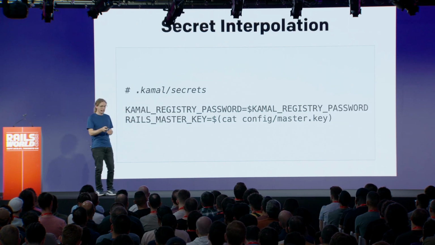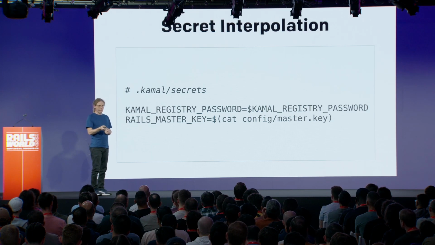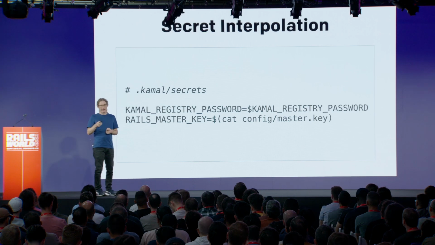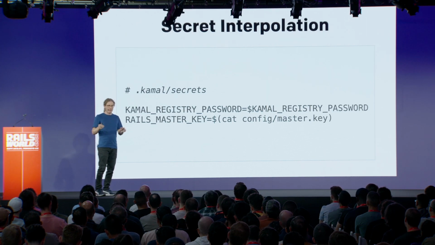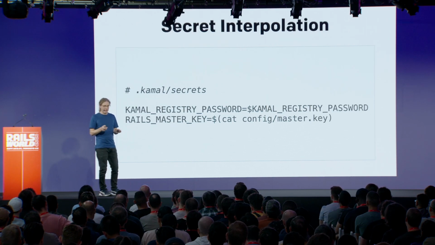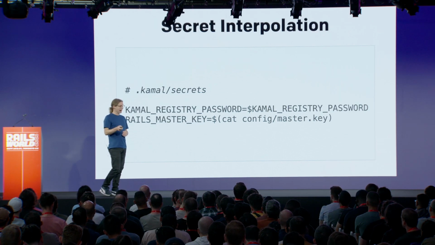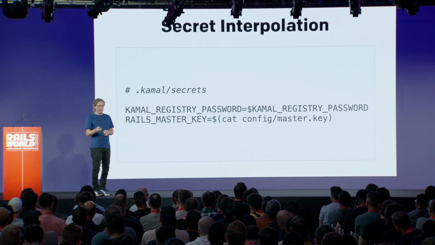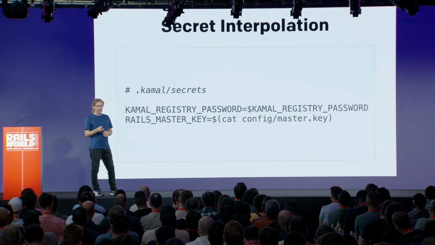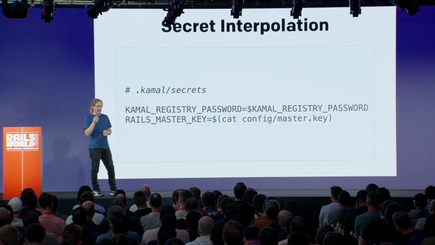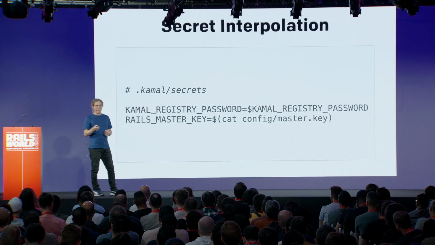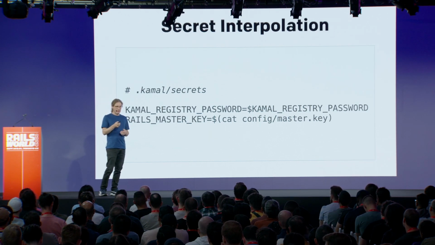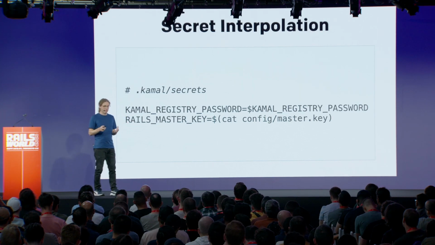So what's happening in that first line is it's just reading the registry password in from the environment, which does mean you have to set it up in your environment, which is annoying, but we're hoping to get rid of the registry altogether. So if we do that, then that problem goes away. And then the second line, we're using command substitution. So we're going to read the configuration file directly from config master key, and that will just go into Rails master key again at runtime.